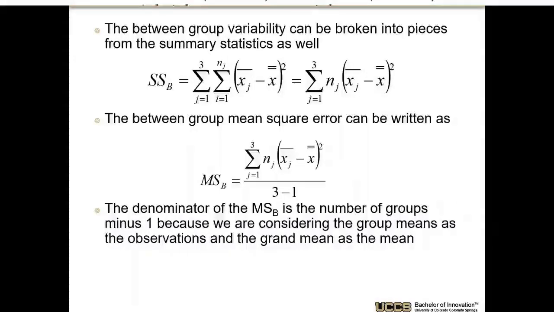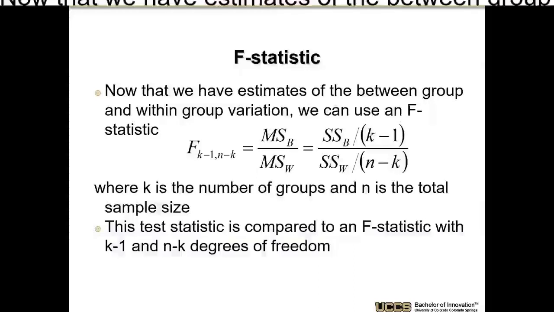So I can play a similar game for the between group variability. I can break it down into pieces, and then I can write down the between group sum of squares. I'm not going to go through all the derivations, because you should never do these by hand. You should just use a package that will do this. But this lets us get to what's eventually the important part of ANOVA, which is called the F statistic.